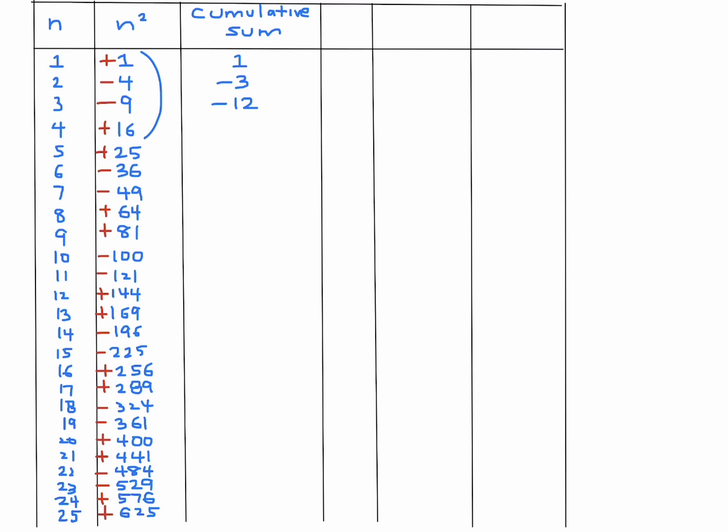And then we add the 16. And now I'm up to positive 4. Add 25, I'm up to positive 29. But when I add negative 36, I drop down to minus 7. And so on. You just keep adding the cumulative sums. So I'll fill all those out.